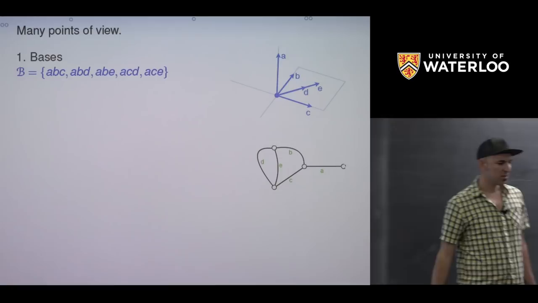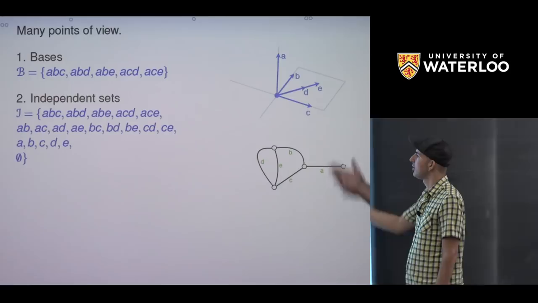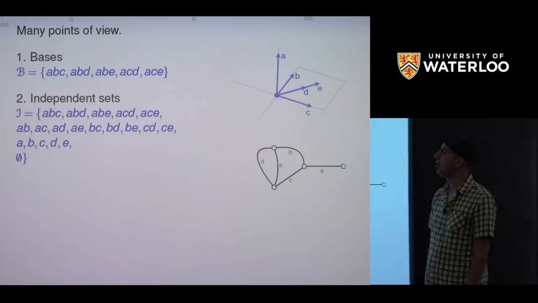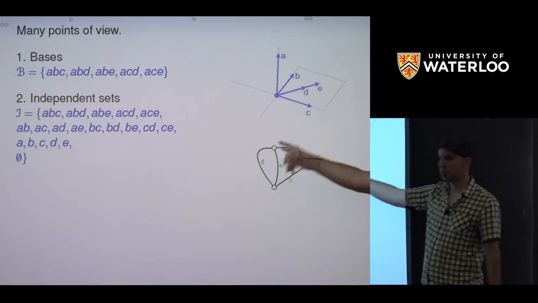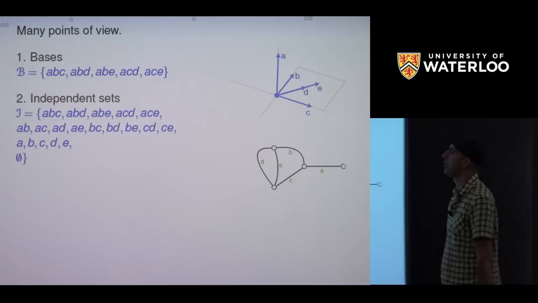Of course you're independent if you're a subset of a basis. In this case, you're linearly independent. And so here I've listed all the linearly independent sets that I can make out of here. And as we know, the bases are the maximal independent sets, but then there's a bunch of other smaller ones. So I'm going to call that collection I.